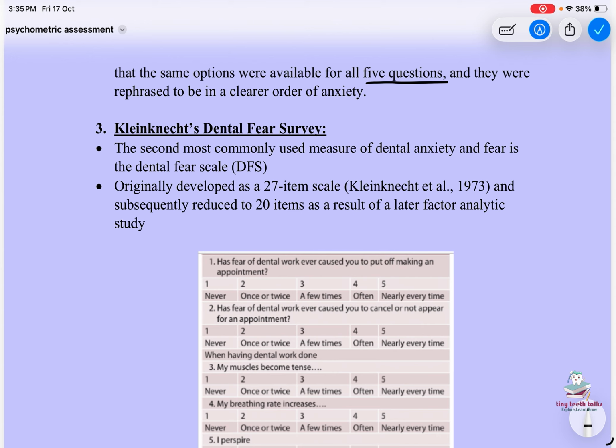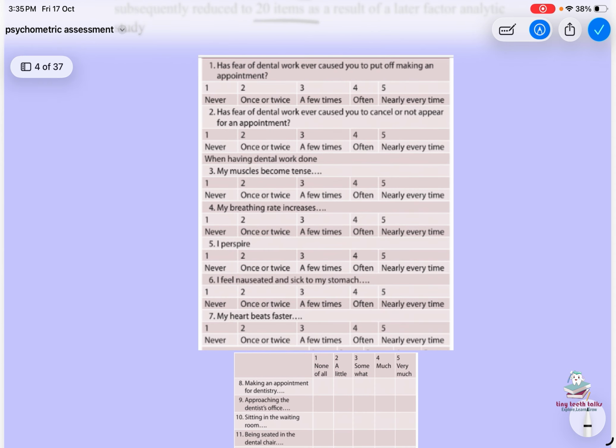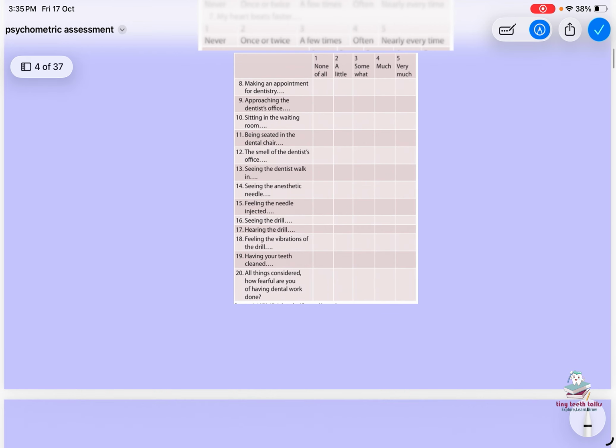The third is Kleinknecht's Dental Fear Survey. The second most commonly used measure of dental anxiety and fear is the Dental Fear Survey, originally developed as a 27 item scale by Kleinknecht et al. in 1973 and subsequently reduced to 20 items as a result of a later factor analytic study. So these are the first seven, and then these are questions 8 to 20.